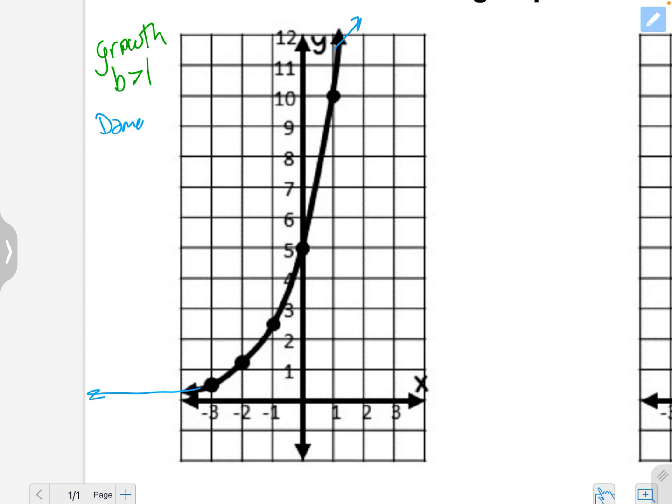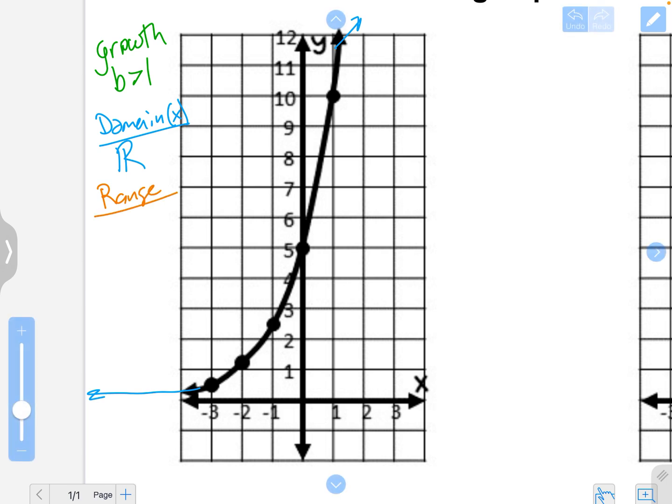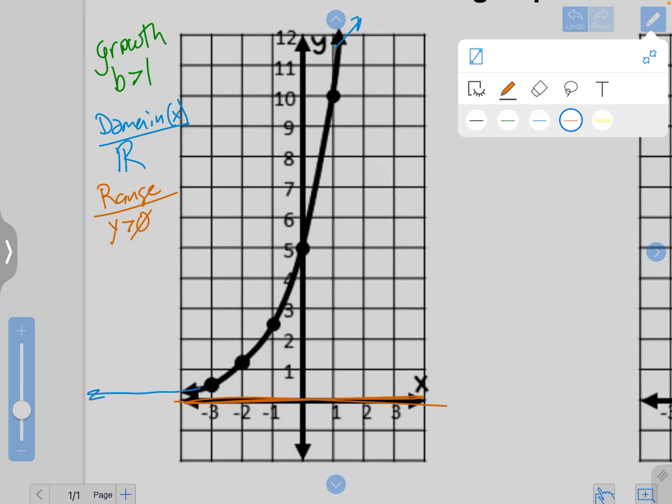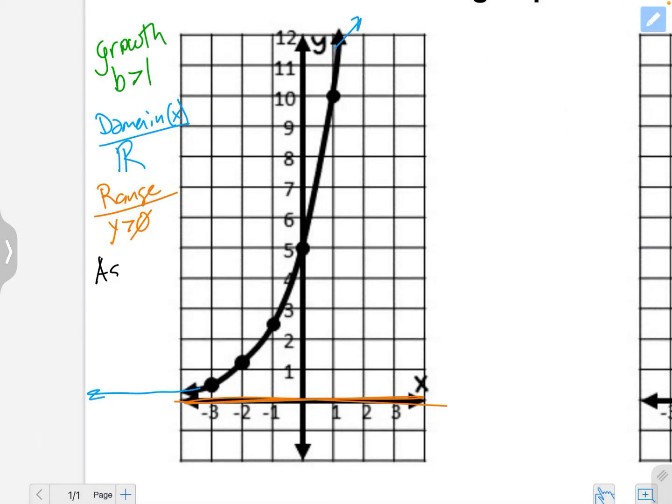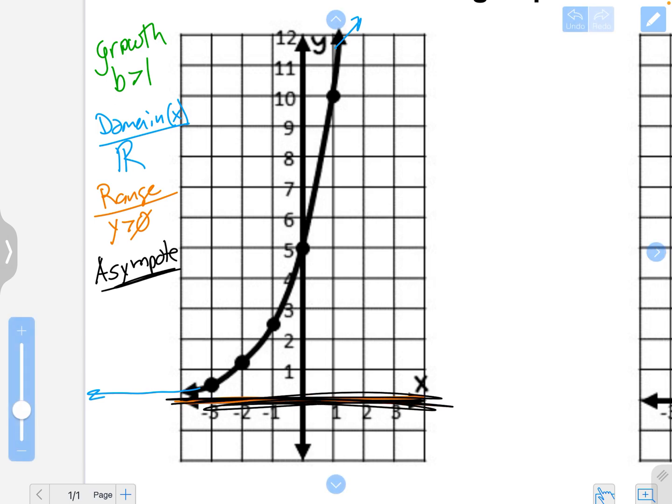So my domain, which is my x value, is going to be all real numbers, which tells me that my range, I know that this line is never going to go below the x-axis, so my range is going to be y is greater than 0. And then finally, I also know that my asymptote is the line that it never crosses, so it's never going to cross the x-axis, so the equation of that line is y equals 0.